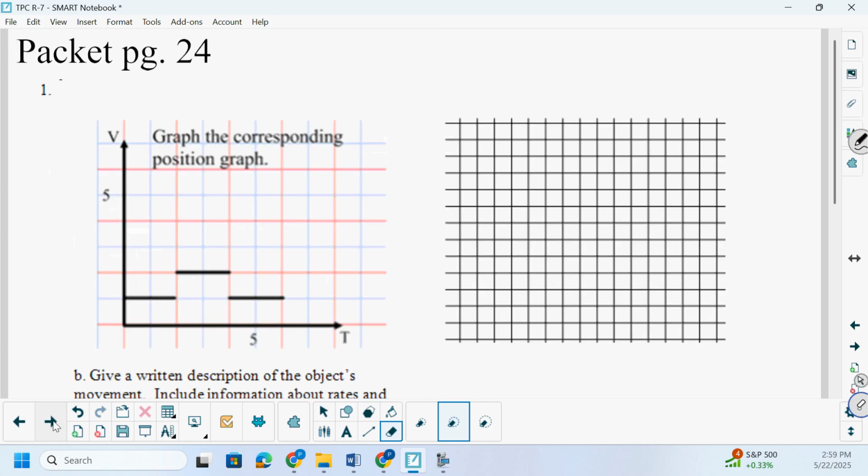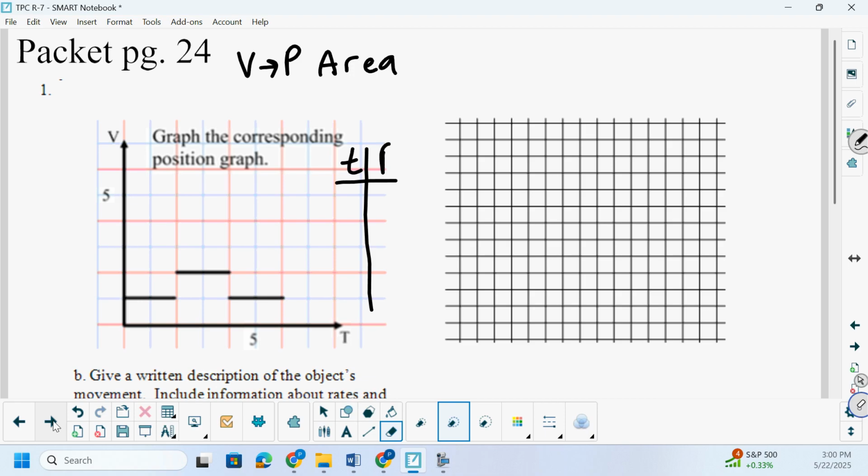All right, we're going to go over to page 24. We're starting with a velocity graph and we want to go to a position graph. So velocity to position, we do area. Think Vice President of America. When we do the area, that's where we want to do our T chart. So I'm going to make a T chart with our time and our position.